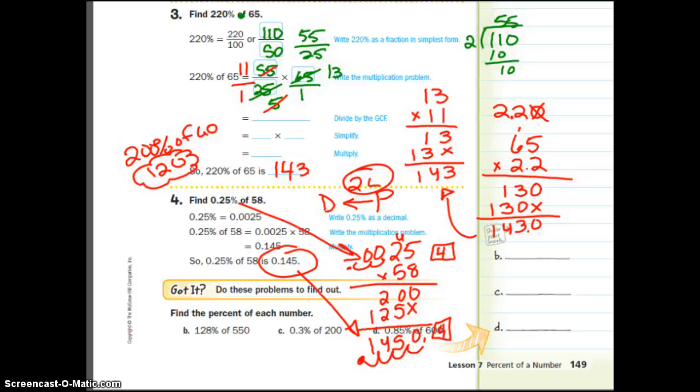So be very careful. My recommendation is always to take and convert your percents to a decimal, multiply, and make sure you account for all the zeros in the decimal placement.